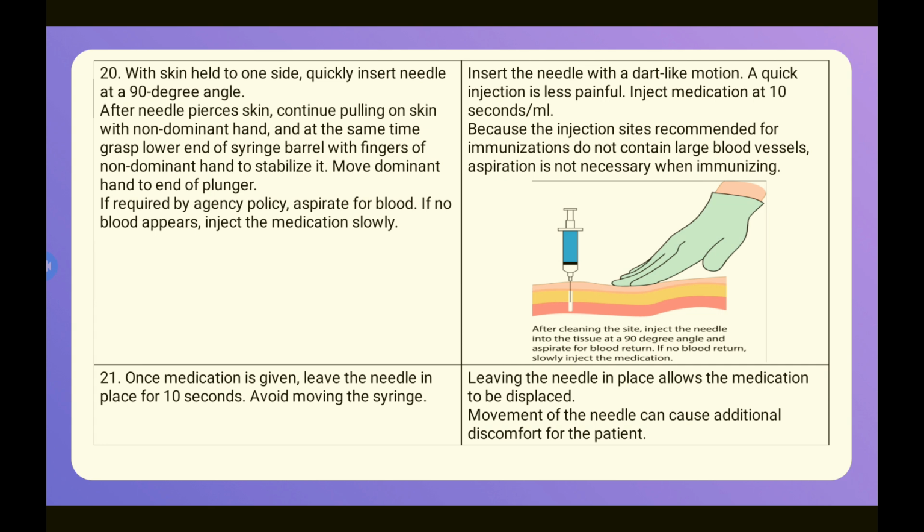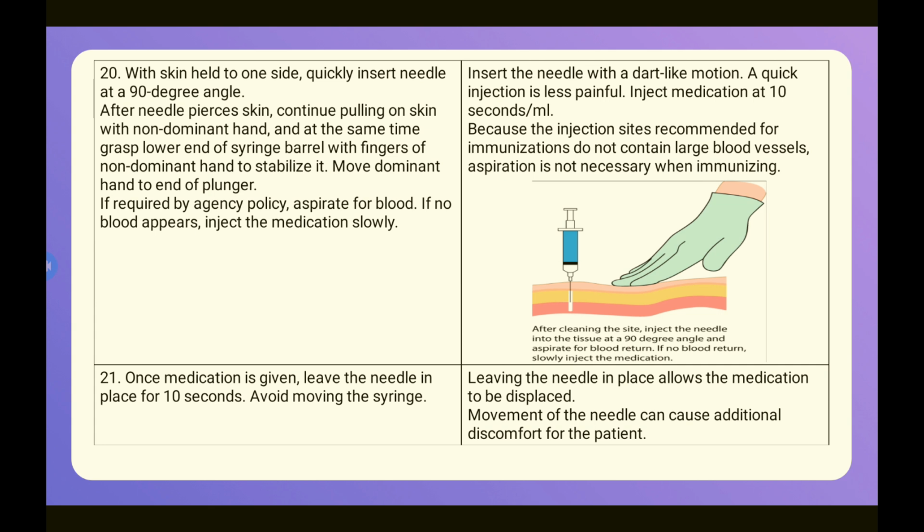The rationale for this is to insert the needle with a dart-like motion. A quick injection is less painful. Inject the medication at 10 seconds per milliliter. Because the injection sites recommended for immunization don't contain large blood vessels, aspiration is not necessary when giving immunizations. As you see in the image, after cleaning the skin site, we insert the needle into the tissue at a 90-degree angle and aspirate for blood return. If no blood returns, we slowly inject the medication.